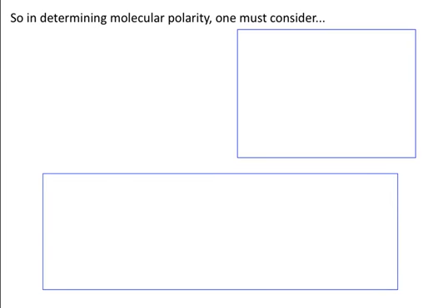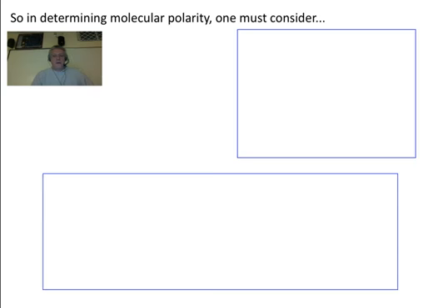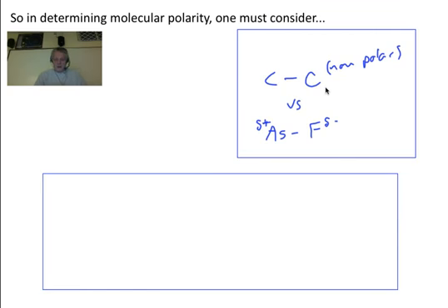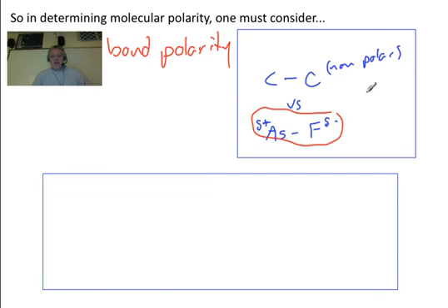So just to quickly summarize, in determining molecular polarity, there's a few things you have to take into consideration. The first one would be bond polarity. So you cannot end up with a polar molecule if there is no bond polarity. So carbon-carbon bonds, carbon-hydrogen bonds, all that sort of bonding that gives you a non-polar bond will give you non-polar molecules irrespective of the shape. But if you have a polar bond, you have the capacity or the potential for molecular polarity.